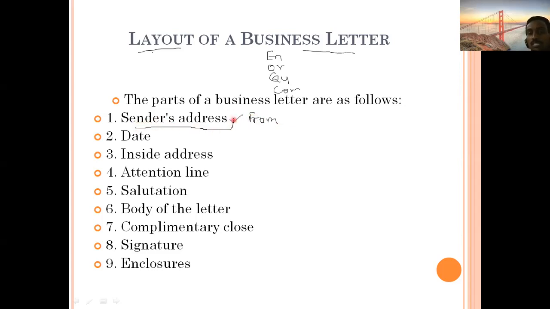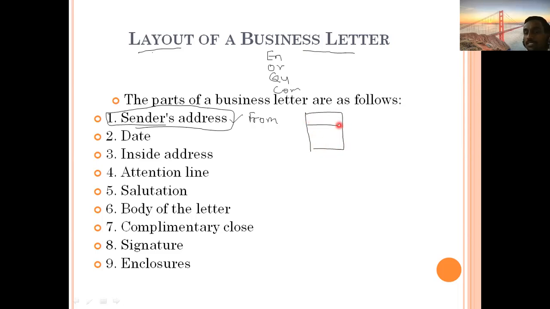Where will the sender's address be? Where should it be written? Is it necessary to write the sender's address? No, sir, not required. Why? Yes, it is already there on the letter pad.